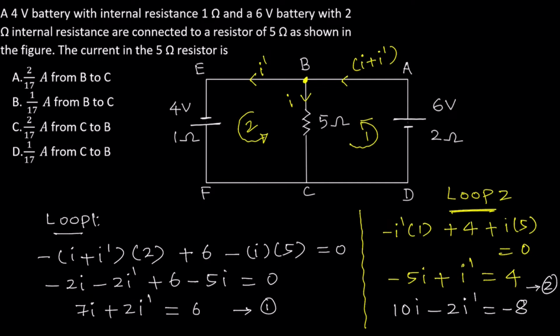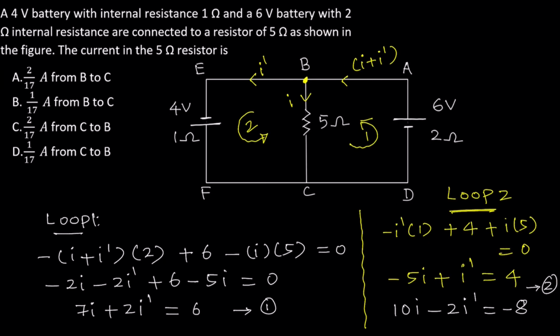7 plus 10, that's 17i. And i prime disappears. We have 6 minus 8, so that is minus 2. So we get i as minus 2 by 17 amperes. Now pay attention to that minus sign. So we get a minus sign here.